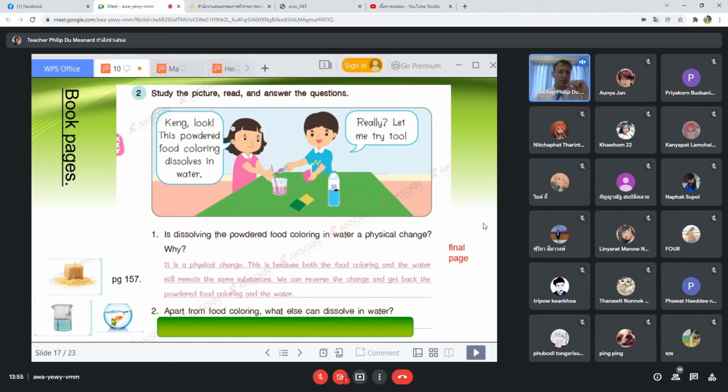Okay, and then here are some other things that can dissolve in water. Class, what do you see here? Sugar, and that's actually gas, oxygen. So these are just some other things that can also dissolve in water. And remember, it's not always a solid. It can also be a liquid. It can also be a gas.